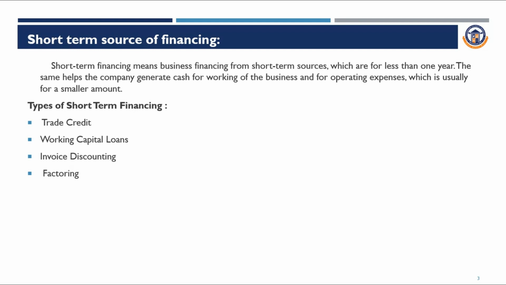Next one is factoring. It is a similar arrangement of finance like invoice discounting. It is debtor finance in which a business sells its accounts receivable to a third party, called a factor, at a lower rate than the net face value. It can be with recourse or without recourse.